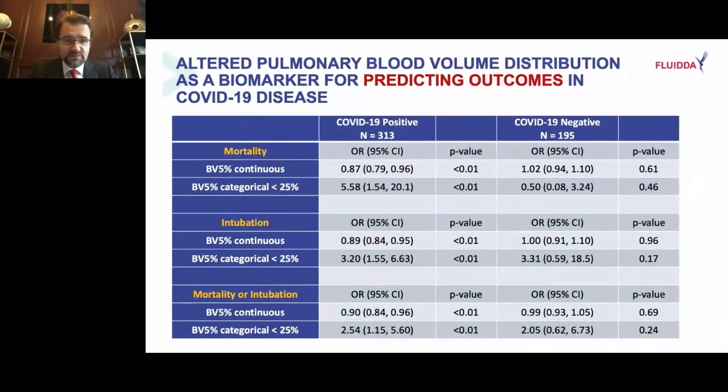And if you look at the odds ratios, you can see that effectively for the COVID-19 positive group, the BV5 becomes quite predictive for mortality, the intubation, or the combination of both. And especially for patients with very low levels of BV5, so below 25%, you would see odds ratios of about 6 in terms of mortality, so quite severe. Interestingly, in the COVID-19 negative group, we didn't see these significant levels. So again, indicating that this vasculopathy seems to be a hallmark feature of COVID-19.